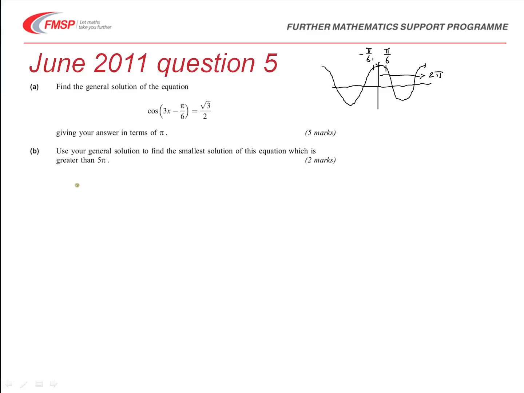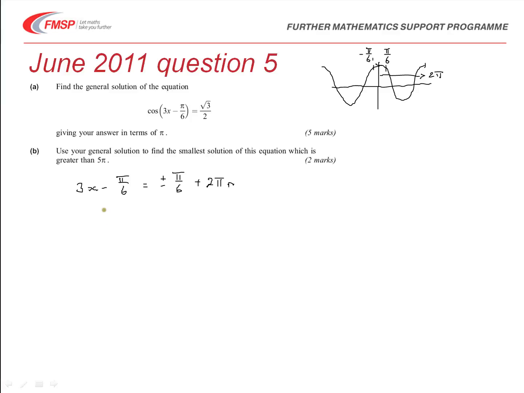So we can start off by saying that 3x minus pi by 6 will be equal to either plus or minus pi by 6, and then since it's repeating every 2 pi we can add on multiples of 2 pi, 2 pi n, where n can be plus or minus an integer value.